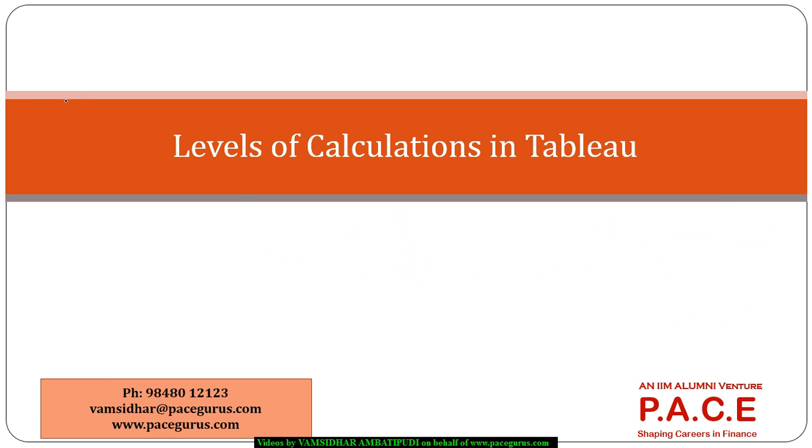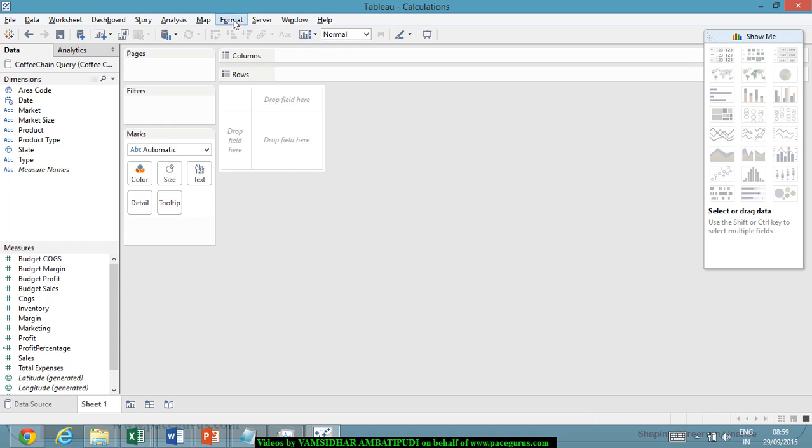So what we'll do is first look at a small example of a row level calculation, and then slowly move on to an aggregate level. Let's look at both to get a primary hold on calculations. I'll use the same copy chain query to do this. Okay, this is the data.